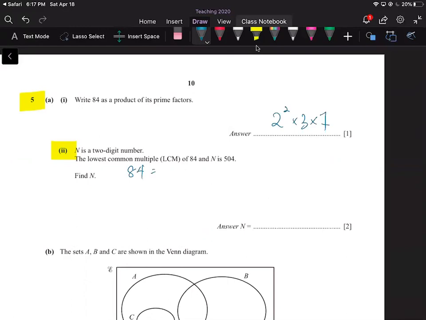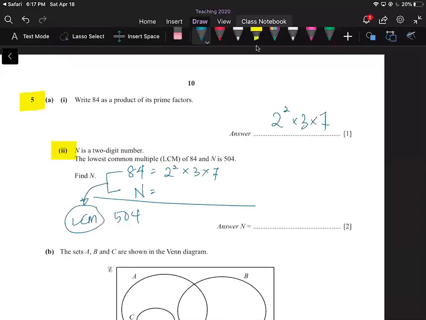So we know that 84 is equal to 2 squared times 3 times 7. And we don't know the prime factors of n. So what we know is 504, which is the LCM. So the LCM of this and this is equal to 504. And then you must first find the prime factors of 504. So I got 2 cubed times 3 squared times 7. Right, so what is n?